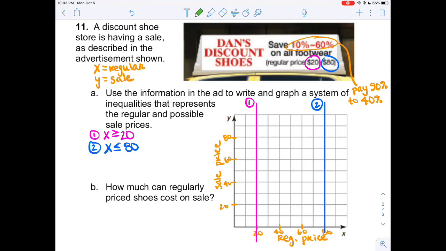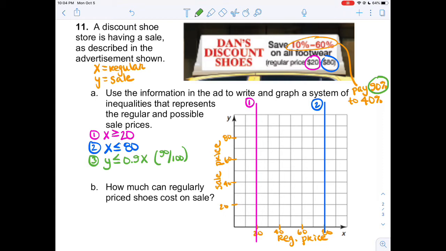Now let's talk sale prices. We know that at the most, we're going to pay 90% of our original price. So we can write an inequality that says that Y, our sale price, is no more than, which means less than or equal to, 90% of our original price. Well, 90% is 0.9, and our regular original price is X. It's going to be kind of hard to plot a slope of 0.9, but I know that 0.9 is the same thing as 90 over 100. 90% is 90 over 100, and so that's going to be a little bit easier to plot.